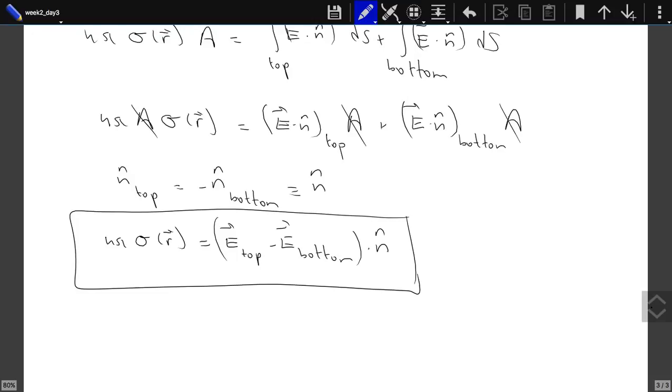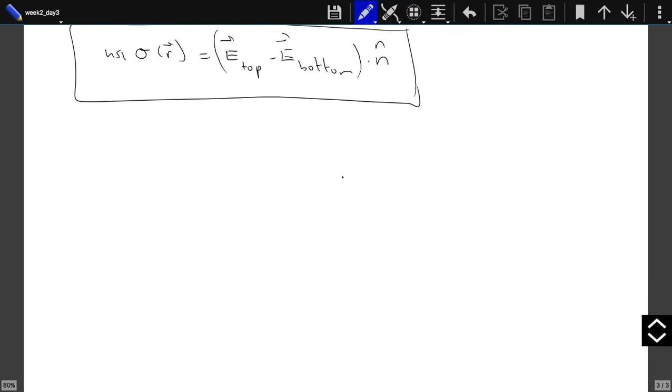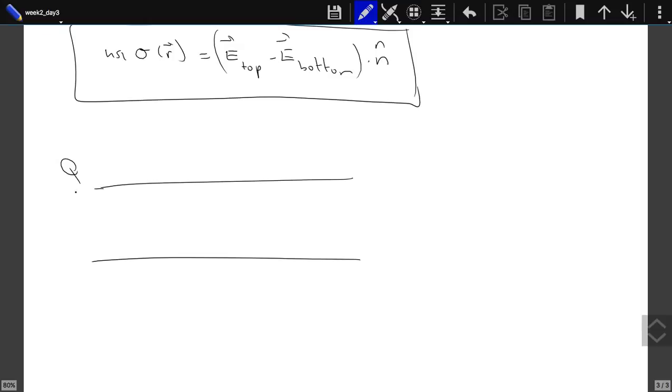Now let's apply this to our problem. This is the problem we have. So let's say there is a plus Q charge over here, there is a minus Q charge over here. So here there is a surface charge density plus sigma, let's say. Here there is a surface charge density minus sigma, where sigma is Q over A.